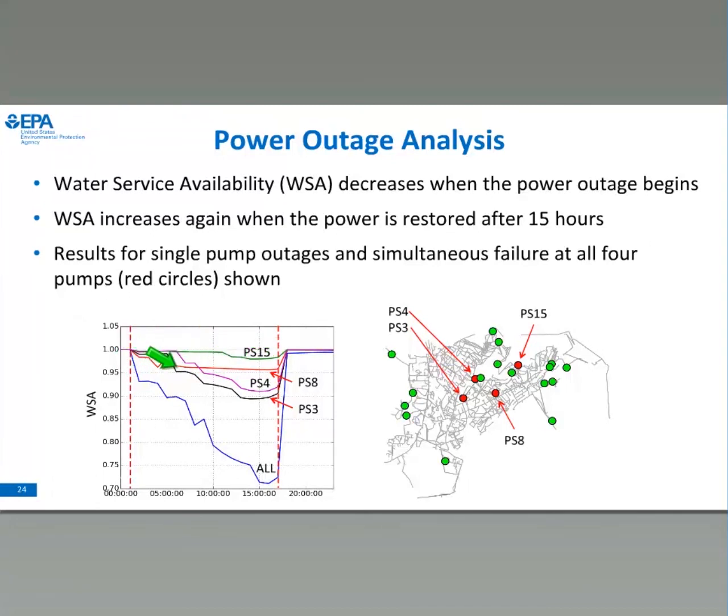Whereas if you looked at pump station 3, it had a greater impact. Then we also were able to look at if all four of those pumps were out of service, and we saw how much greater the impact would be to the water service availability. Here we were just visually highlighting which of these pumps were out of service, so that we were able to do different analyses, which they're using.